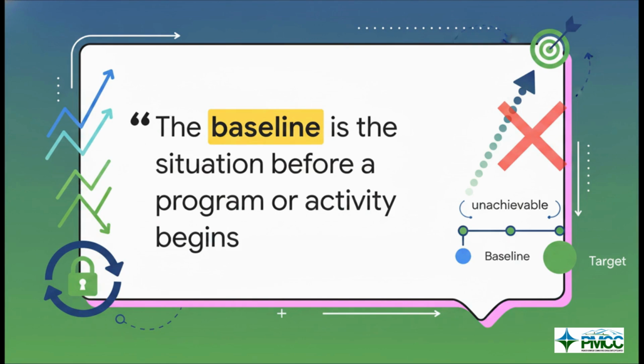As the UNDP highlights, the baseline is the situation before a program begins. You literally cannot project future performance if you don't fully understand your past trends. If your baseline is flawed right from the get-go, your targets are going to be entirely unachievable.